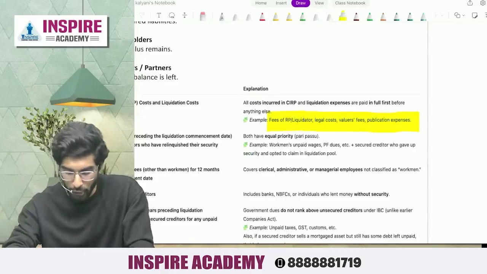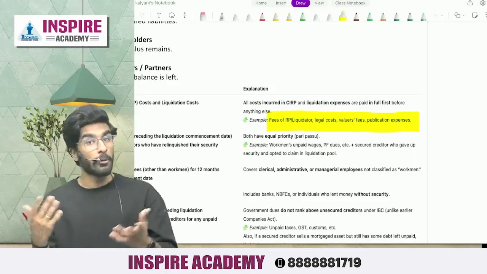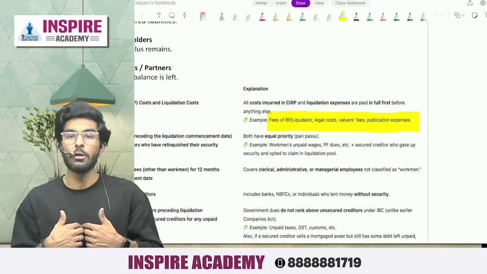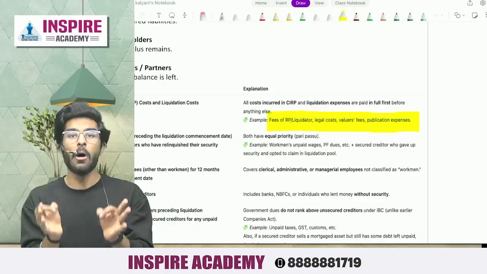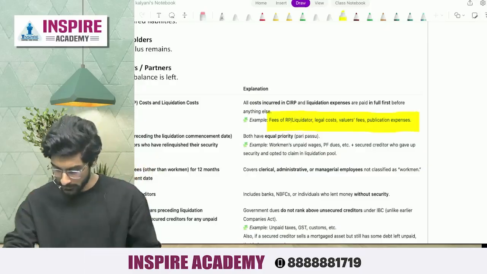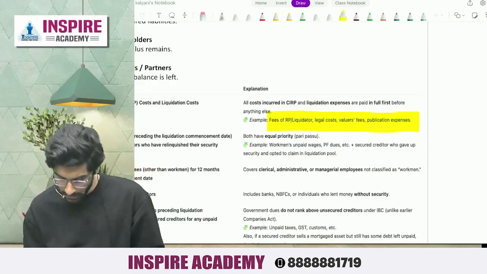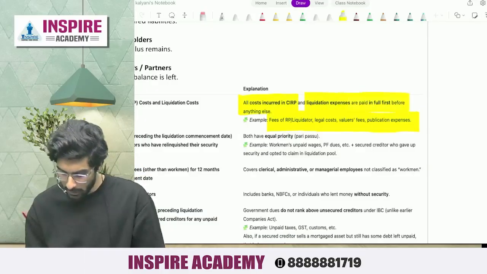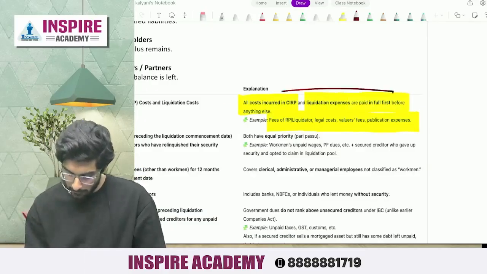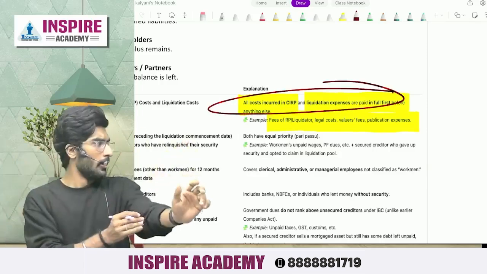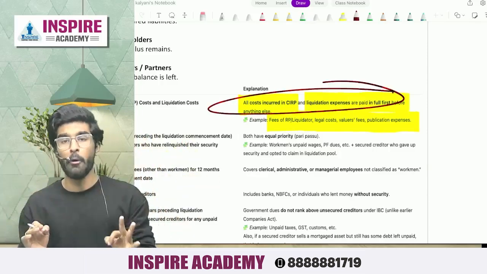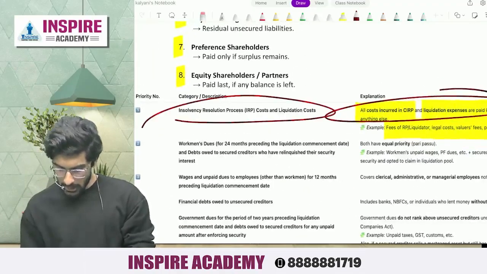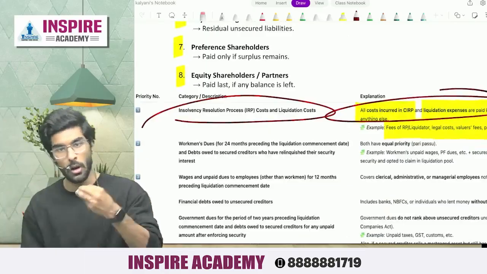People, do you remember? I've told you the liquidator can appoint professionals. Professionals can be valuers, auditors, lawyers, anyone. So whatever cost has been incurred by the liquidator, all the cost has to be paid off first. So all costs incurred in CIRP and liquidation expenses are paid in full first before anyone else. So logic is simple. Number one and the most important person in the liquidation proceeds is the insolvency resolution professional or the liquidator.